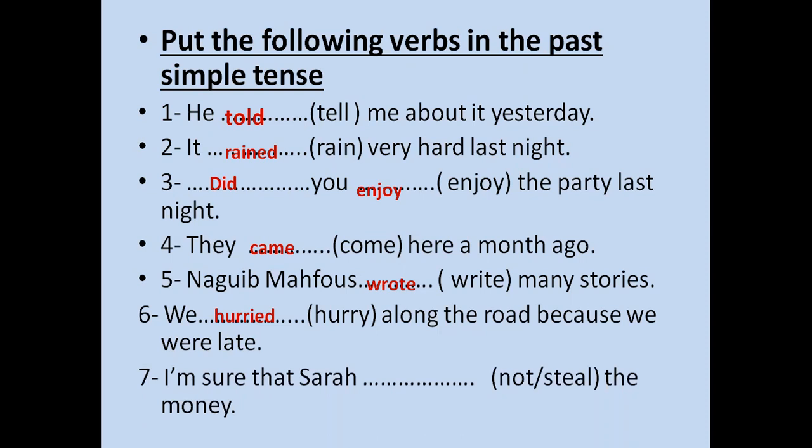Number 7, I'm sure that Sarah space not steal the money. So this is how to make negative form in past simple. So we put didn't plus the verb in infinitive. So I'm sure that Sarah didn't steal the money. We have finished.